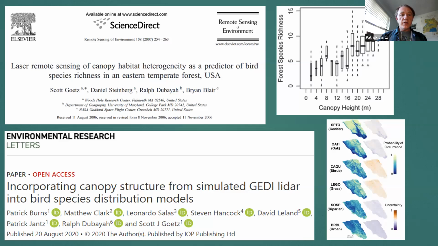And there is a history of using LiDAR to relate to measurements of biodiversity. Here's a couple from our lab showing positive relationships between, say, bird species richness and canopy height in the northeastern US, and then improvements of bird species distribution models in Sonoma County in California that Pat Burns led recently. So there's a lot of interest in using these types of measurements to understand distributions of biodiversity.